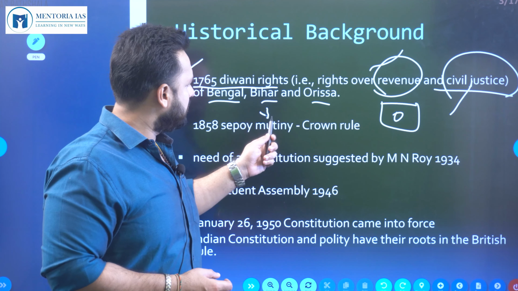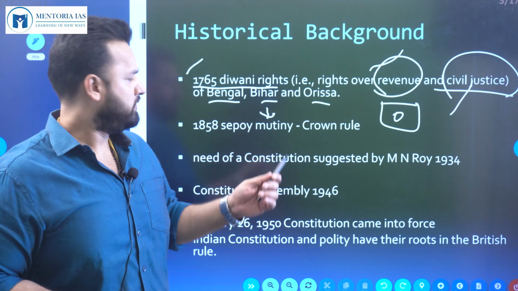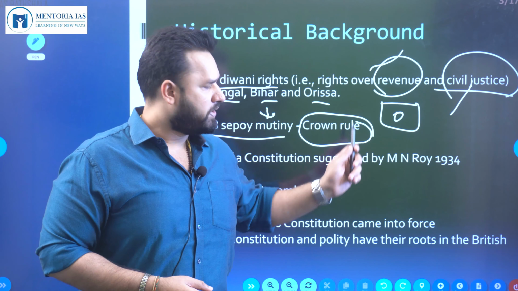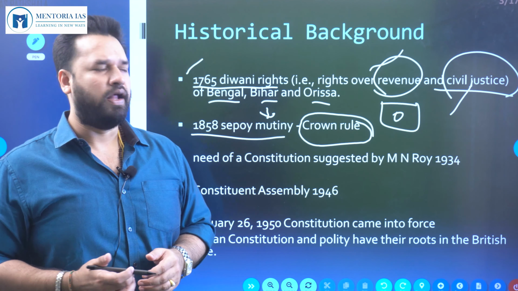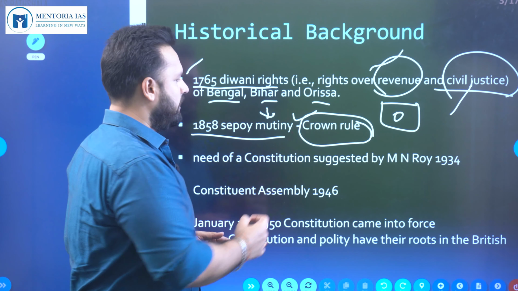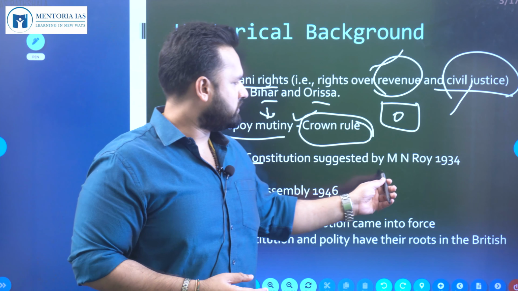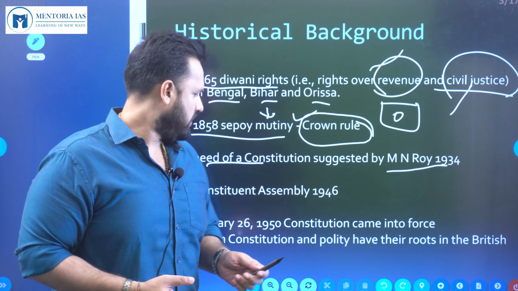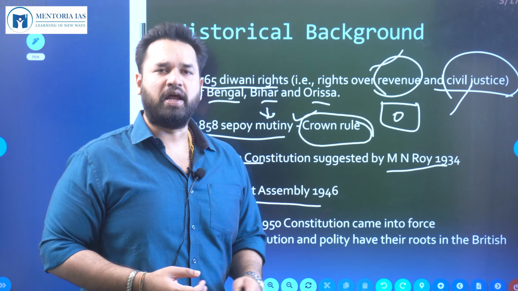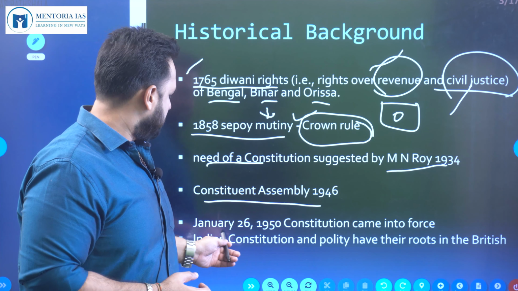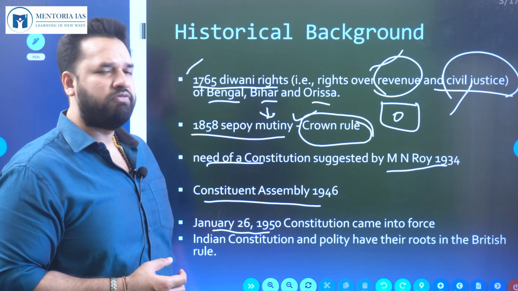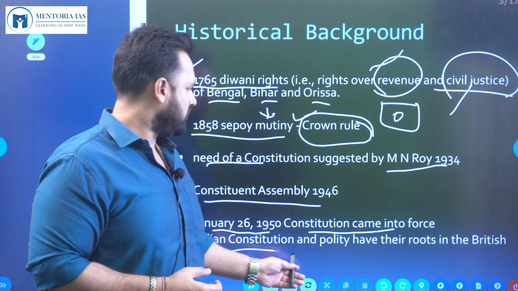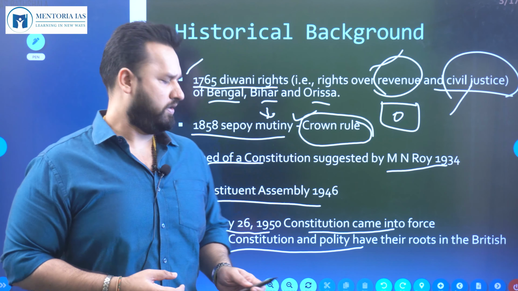Okay. And after that, in 1857, what happened? Sipahi mutiny, and then the Crown rule started. From here, the East India Company rule ended and the British Crown started to rule. And then, as we know, it was suggested by M.N. Roy to have a Constituent Assembly for India in 1934. And then we had a Constituent Assembly in 1946. And finally, on January 26, 1950, the Constitution came into force, and the Indian Constitution and polity have their roots in British rule.